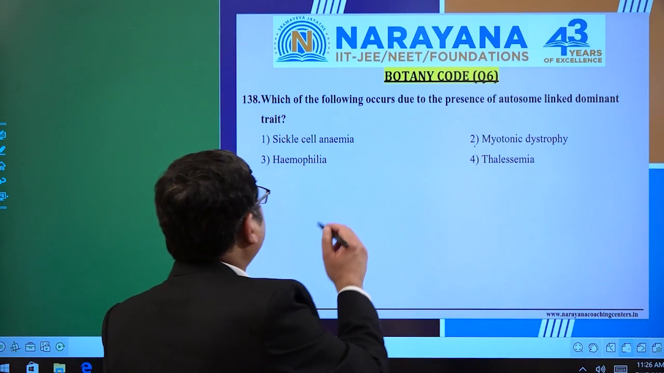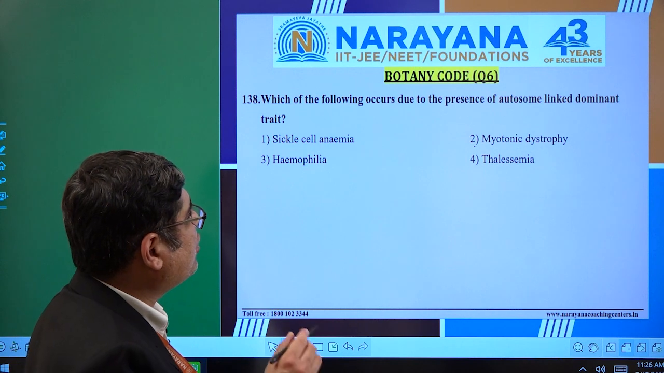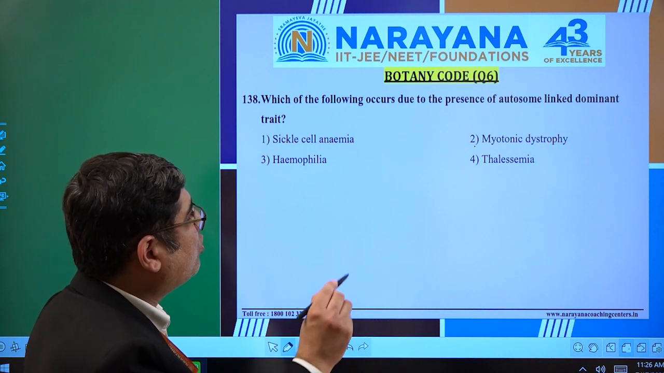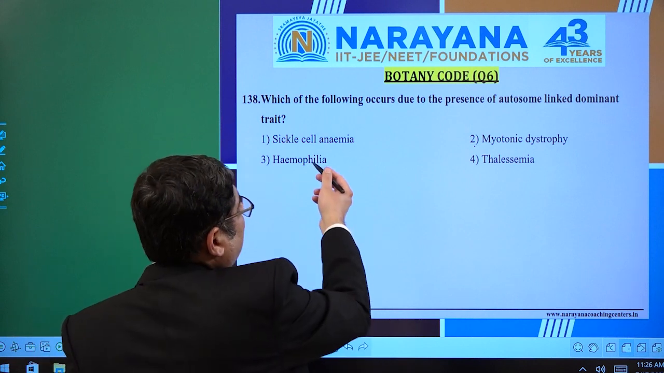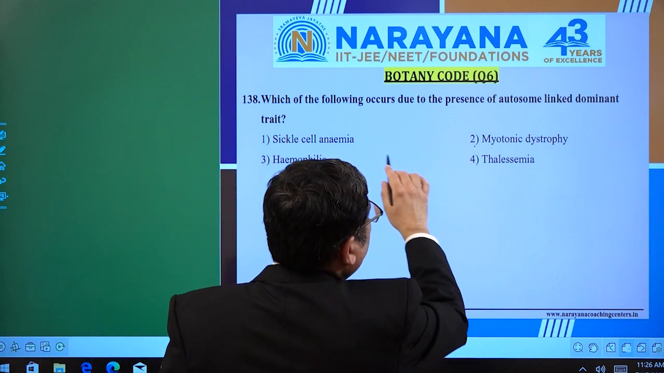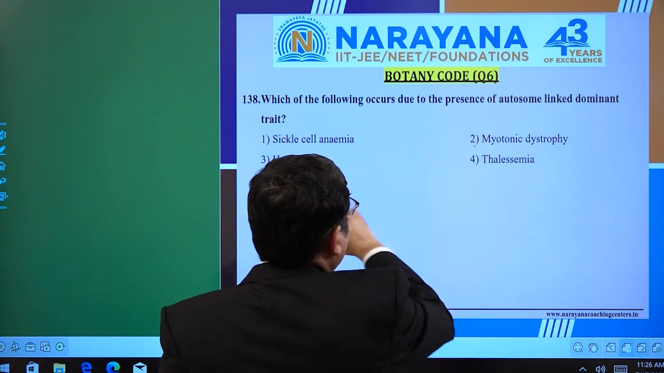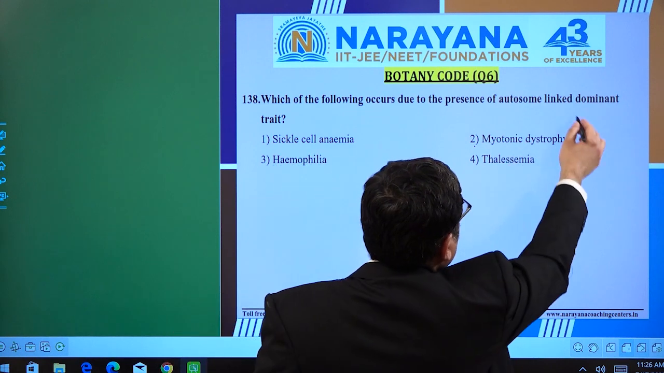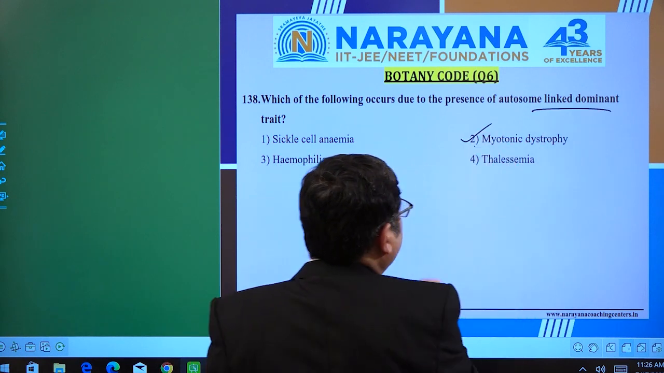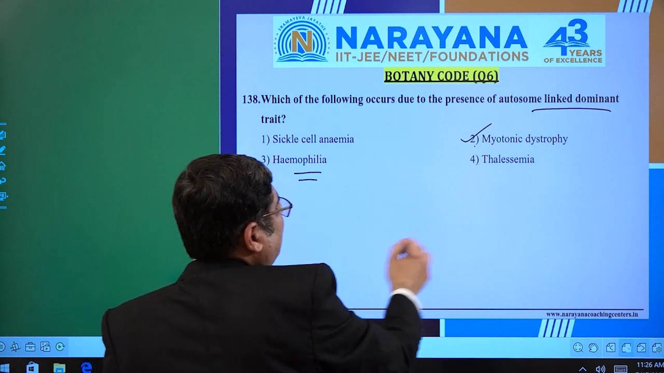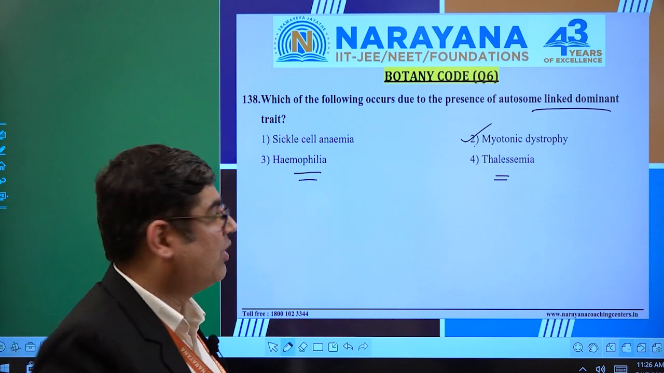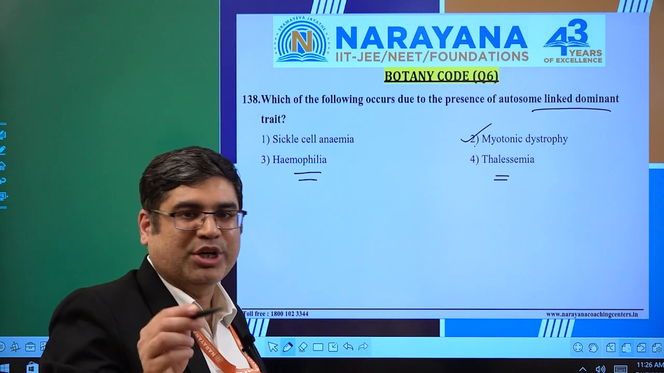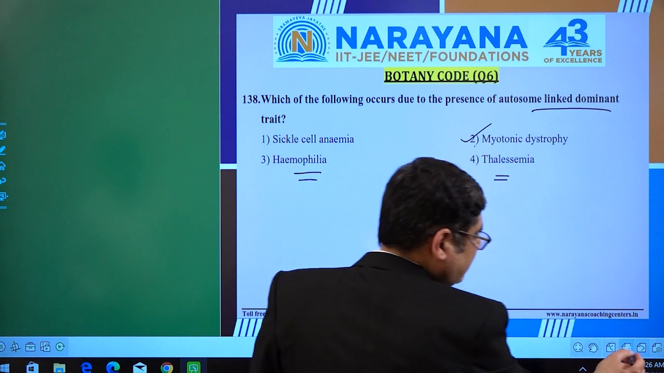This is 138. Which of the following occurs due to the presence of an autosome-linked dominant trait? To get the simple answer, sickle cell anemia is an autosomal recessive disorder. Myotonic dystrophy is a dominant one, so this must be the answer. Hemophilia is sex-linked, and thalassemia is again an autosomal disease, but that too is recessive. So the right answer would be option 2. Let's move on to the next.